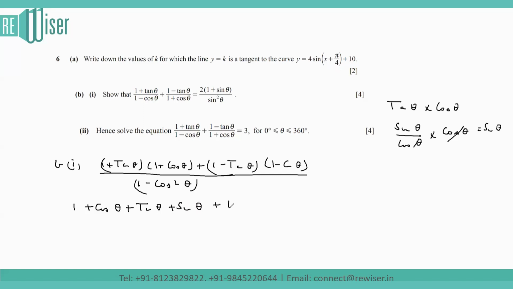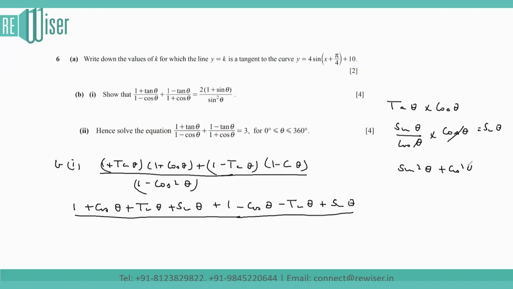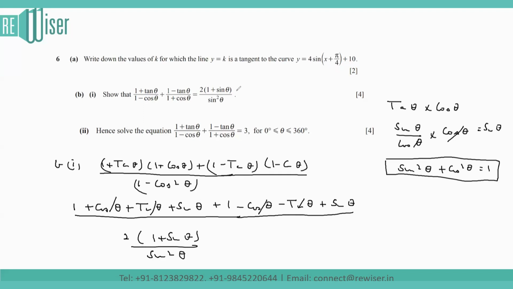Again, if I open the brackets here, that's plus 1, minus cos theta, minus tan theta, and plus sine theta again, and the whole thing is divided by 1 minus cos square theta, which is nothing but sine square theta, by the identity that sine square theta plus cos square theta equals 1. So cos theta gets cancelled, tan theta gets cancelled. I got 2 into (1 plus sine theta) over sine square theta, and that's the result we are supposed to prove.